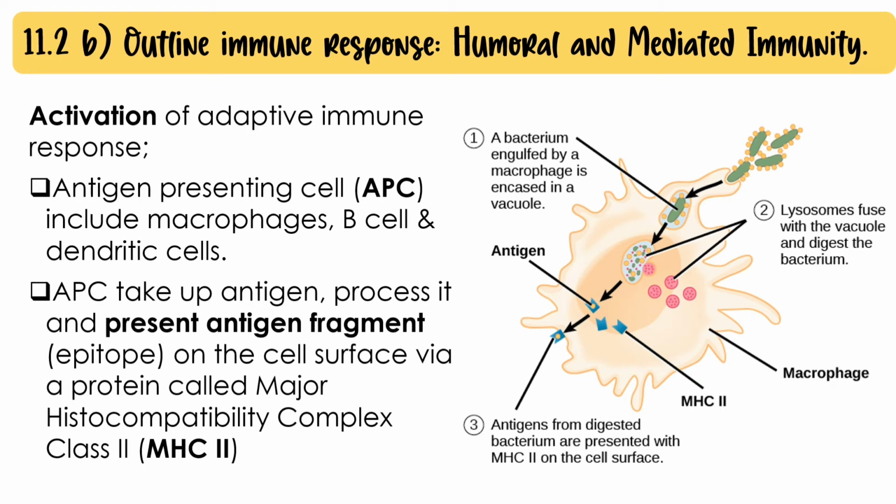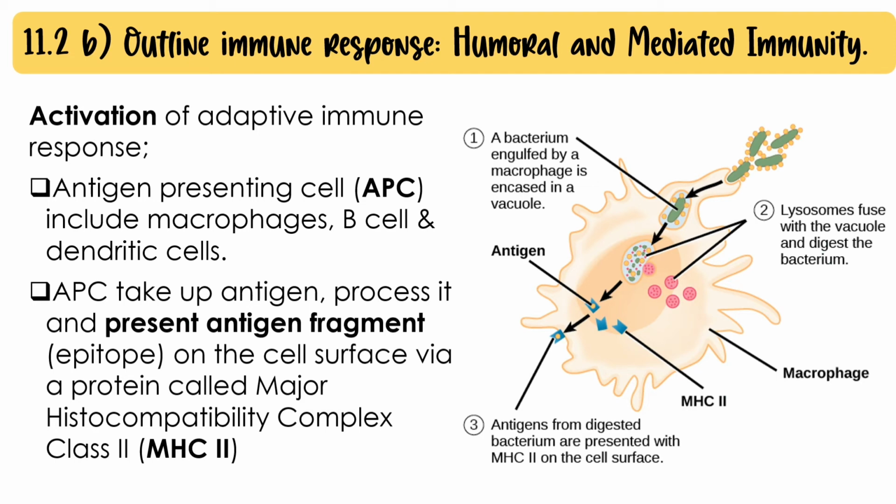APC can take up antigen into their cytoplasm either by phagocytosis or endocytosis. Either way, the antigen will be taken into the cytoplasm where it will undergo processing and be broken down into smaller pieces called antigen fragments. After that, the antigen fragments or the epitope will be presented on the cell surface of the APC by a group of protein called Major Histocompatibility Complex Class II or MHC Class II.